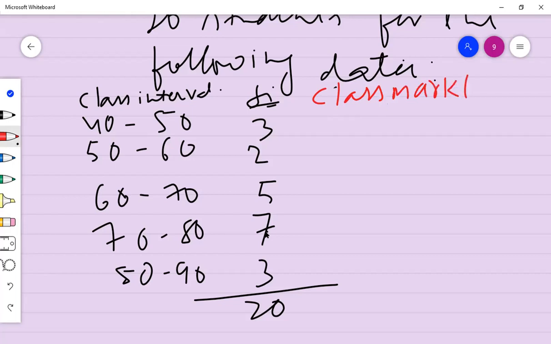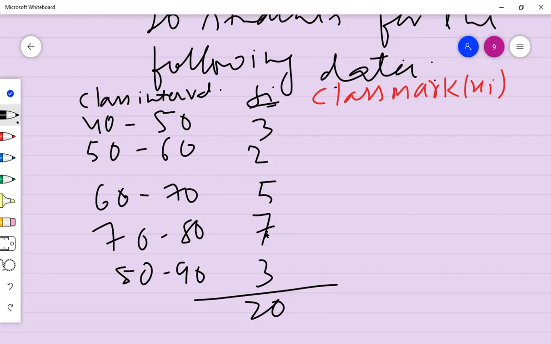And that is noted by xi. Got it, Asna? For grouped data, the class mark is xi. For ungrouped data, xi is the observation itself. For grouped data, it is the middle value of the given interval. So what is the middle value of 40 and 50?